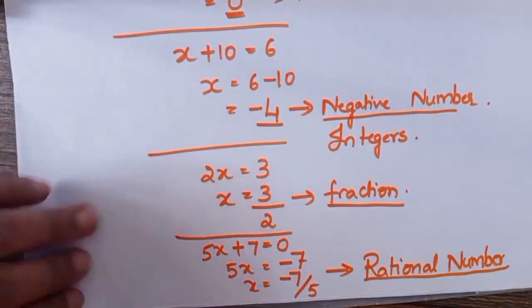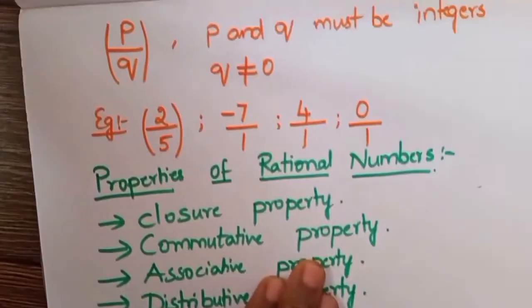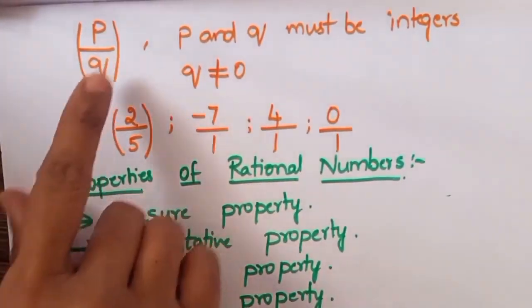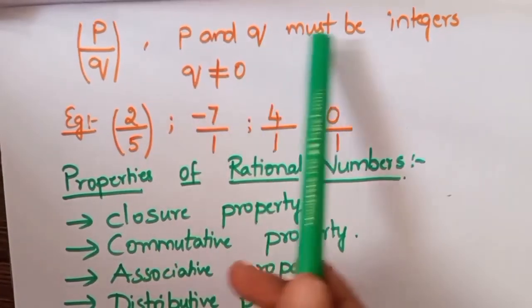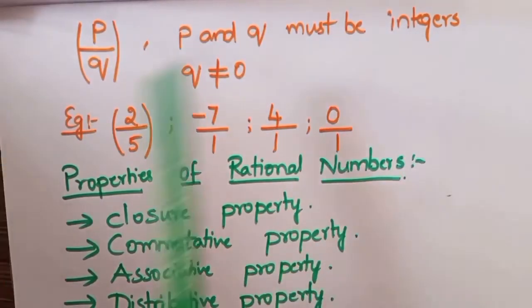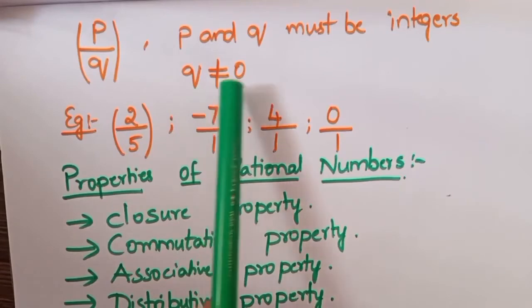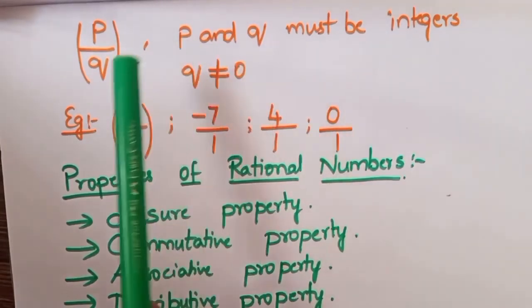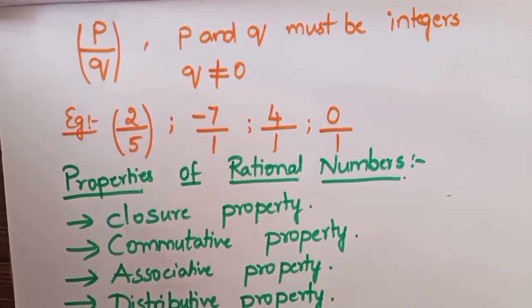So how can we define a rational number now? A rational number is any number which can be represented in the form of p by q, where p and q must be integers. That is the first condition. The second condition is that q should not be equal to 0. What happens if the denominator is 0? The whole thing will become undefined.